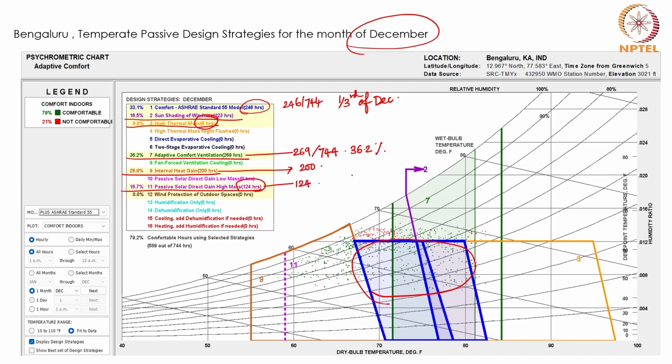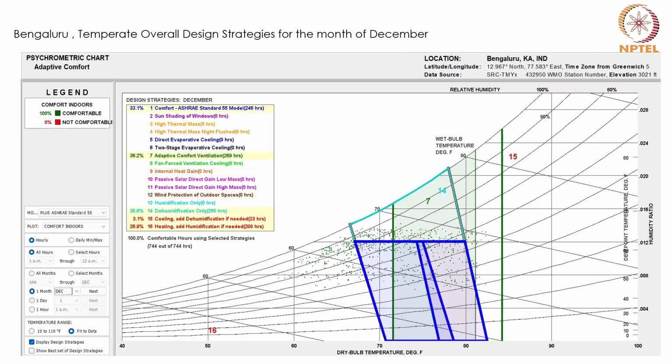So, these passive strategies, if adapted, will make 79.2% or 589 hours out of 744 hours as comfortable. But suppose we want 100% of the hours to be comfortable, then what should be done?